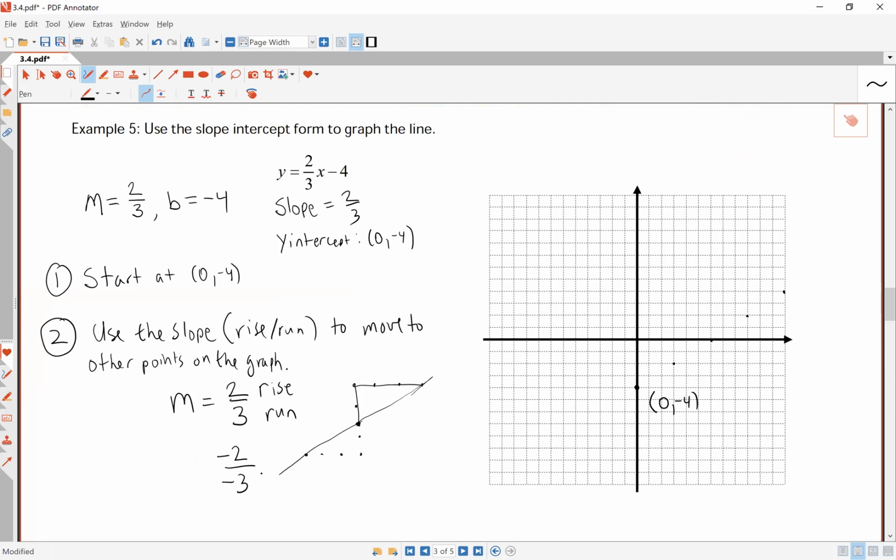So from the point (0, -4), I drop 2 and run 1, 2, 3 to the left. I drop 2 and go 3 to the left. Drop 2, left 3. And I've got room for one more, drop 2 and left 3. Connecting those dots using a straight edge, and that's how you efficiently graph a line.